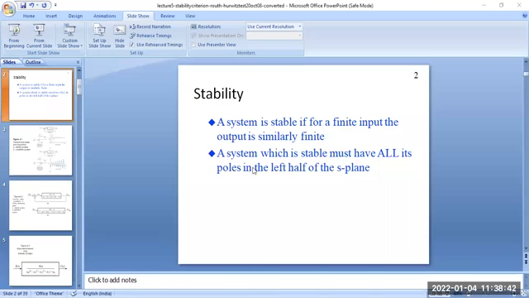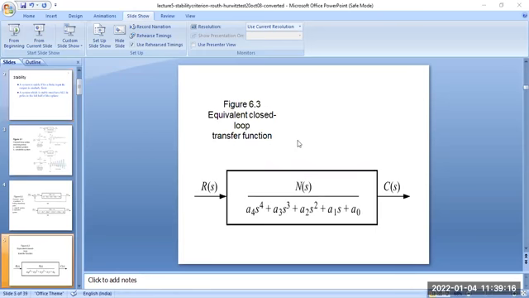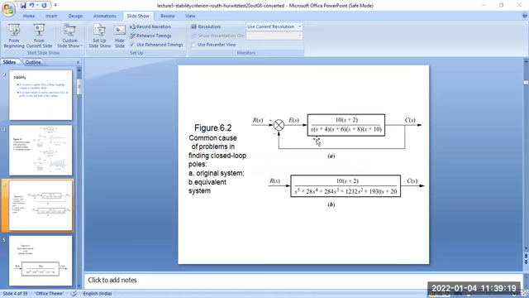So stability is classified into three categories for a given characteristic equation: first, stable system; second, marginally stable system; third, unstable system. These categories depend on the time response and also the location of the roots of the characteristic equation. When a system's roots or poles are present in the left half plane of the S plane, the system is called a stable system. Okay, next.